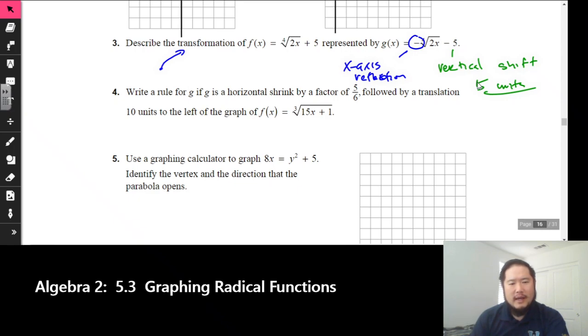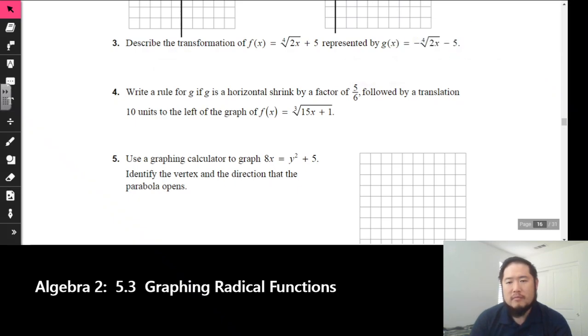All right, let's see. Let's go ahead and take a look at, what can we look at right here? And it looks like we could do number 4, or we don't have to.